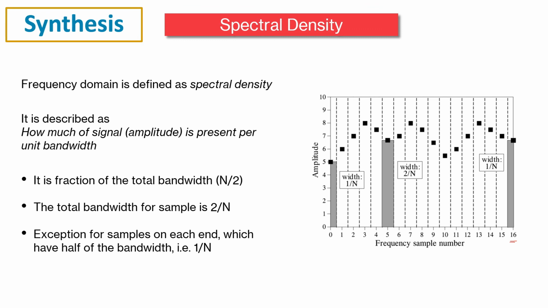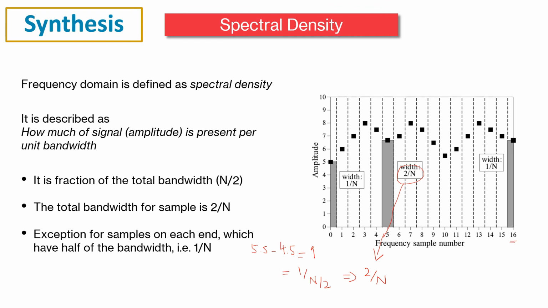If the width is from 4.5 to 5.5, for example, it is 1. We can write it like this: 5.5 minus 4.5 is equal to 1. We divide it by the full bandwidth, which is n over 2. So we divide 1 over n over 2, and it becomes 2 over n. So this width is 2 over n.